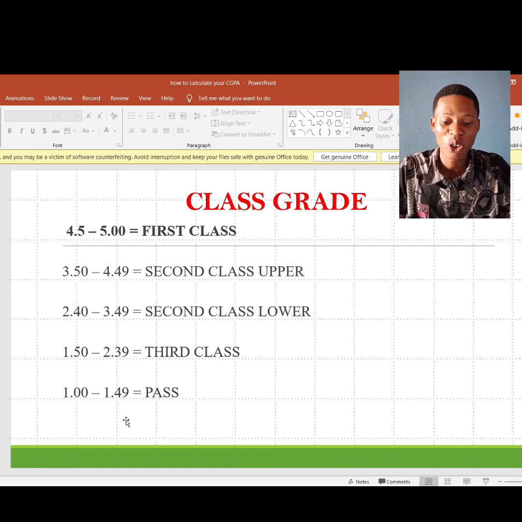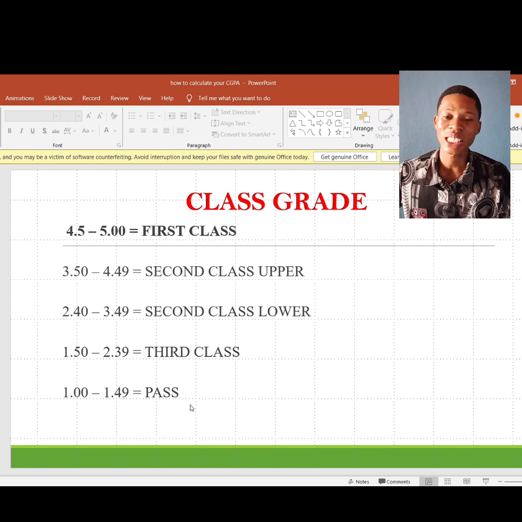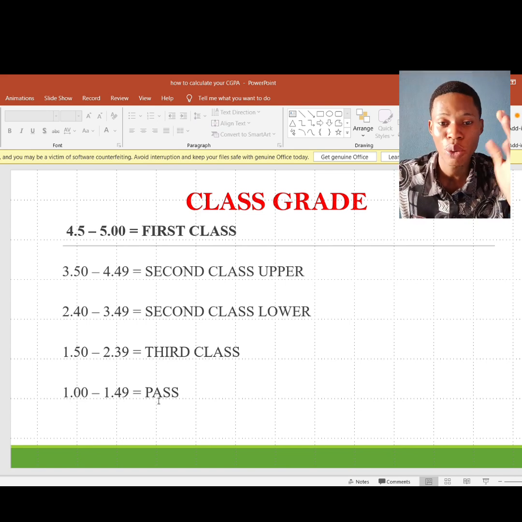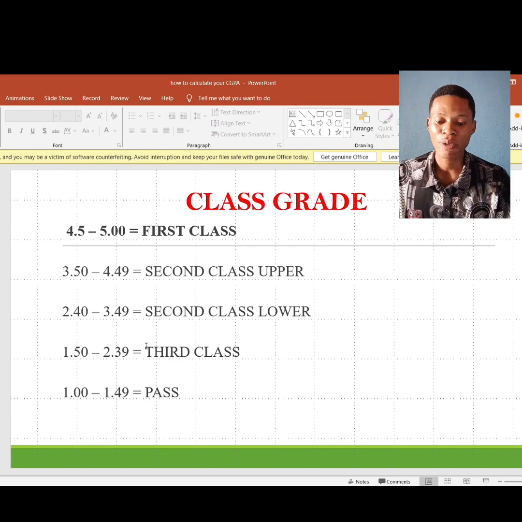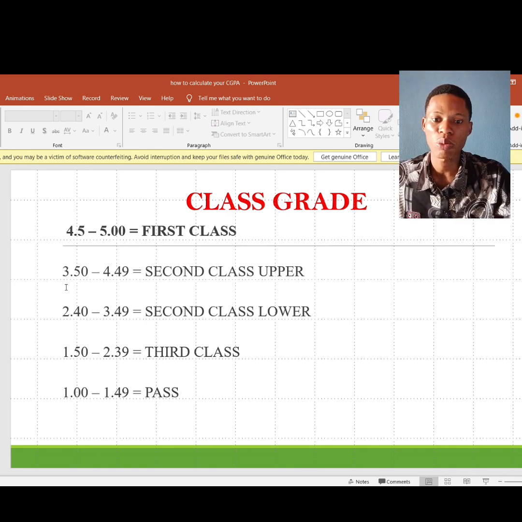If your CGPA falls below 1, actually you'll be placed on probation. And pass is just a certificate of attendance. Like in some universities, if your CGPA falls between 1 and 1.49, they'll just give you a certificate of attendance that says we know this person came to our school. So always strive to be in this first class division.